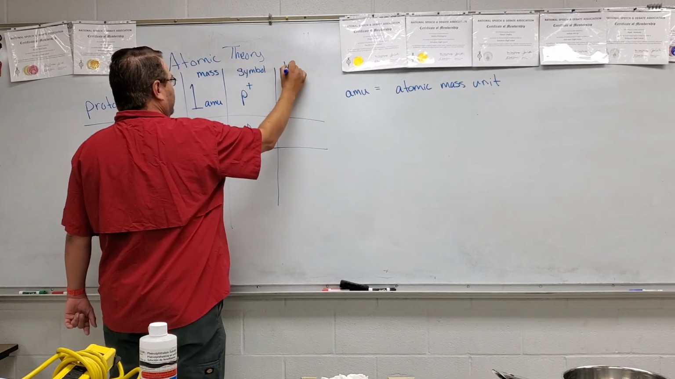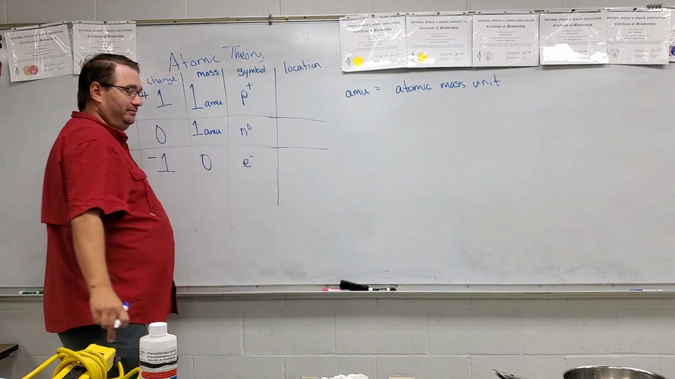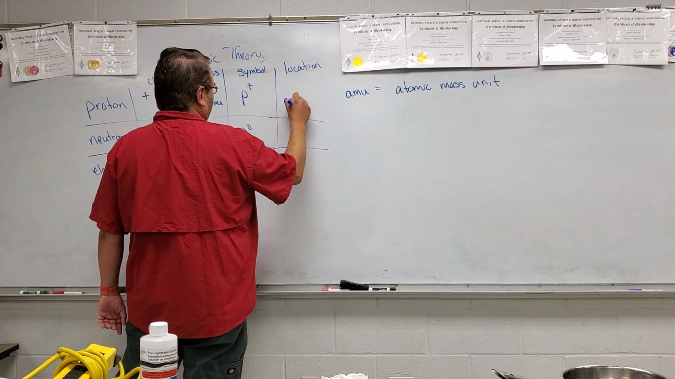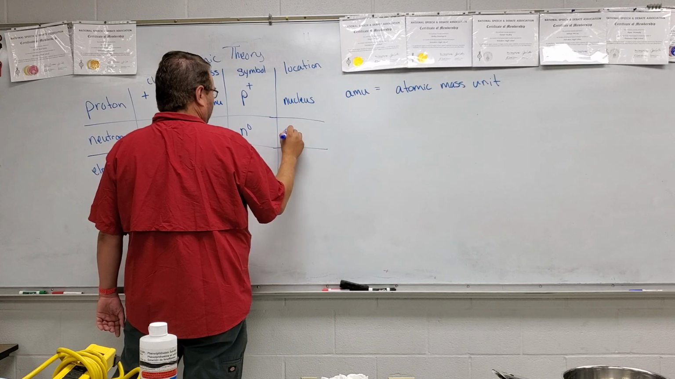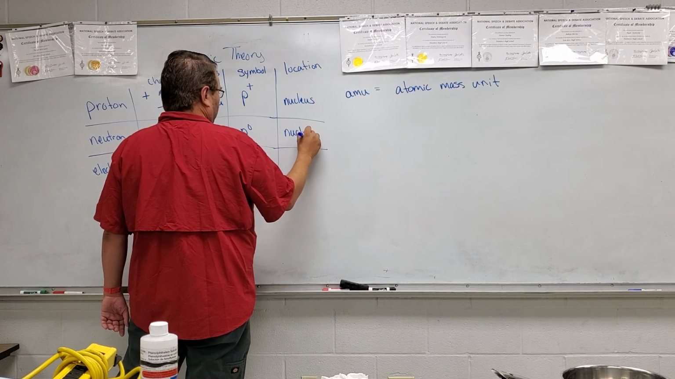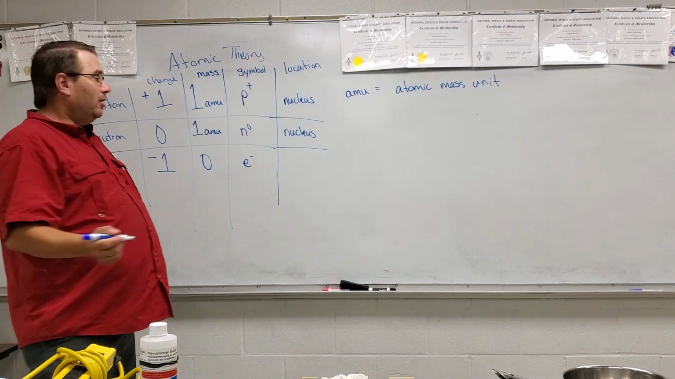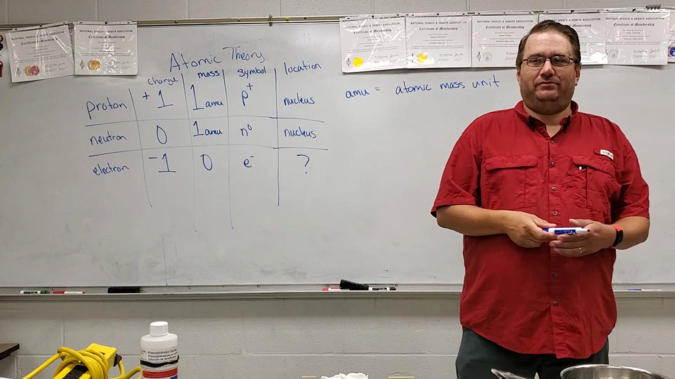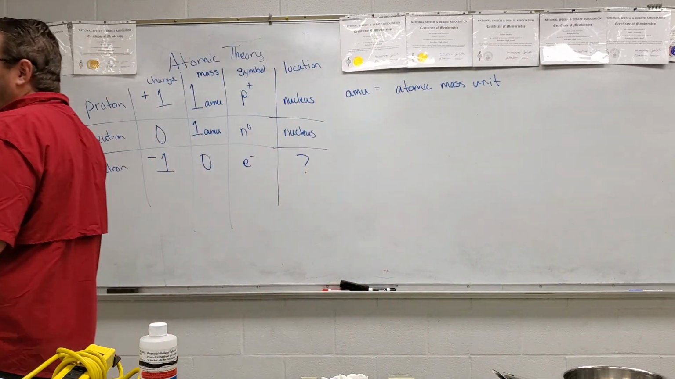So, location. Where do protons live? Nucleus. Neutrons? Nucleus. Electrons? Electron cloud, outside the nucleus. We don't know. That can't be determined. They could be anywhere. They could even be in the nucleus. Oh, I didn't know that.